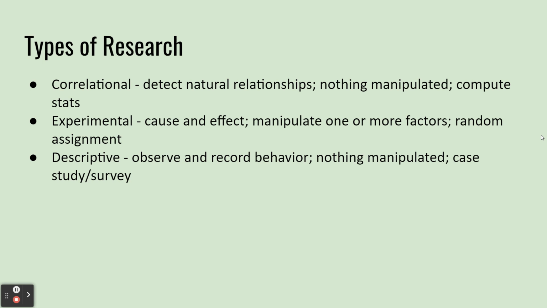Experimental research can determine cause and effect, but you do need to change or manipulate one or more factors, and you need to incorporate random assignment, so assigning participants to either the control or the experimental group. Descriptive research is when you observe and record behavior. Nothing is manipulated, and this is generally a case study or a survey.